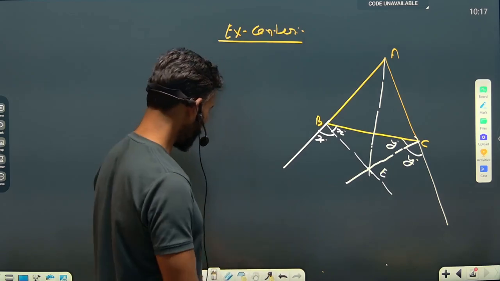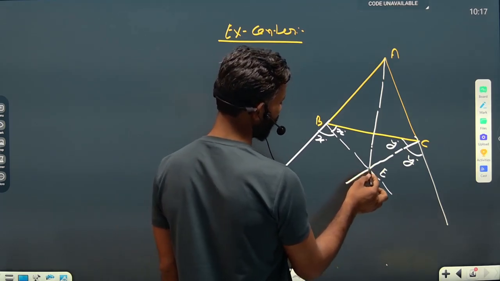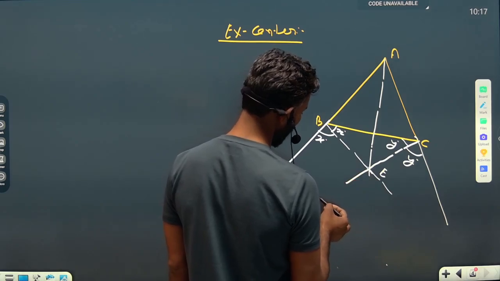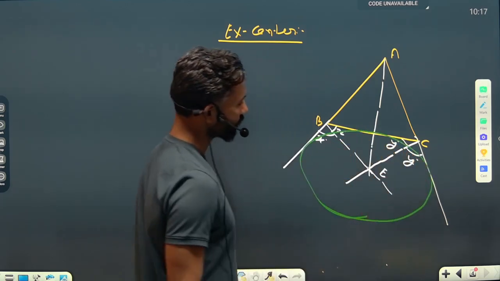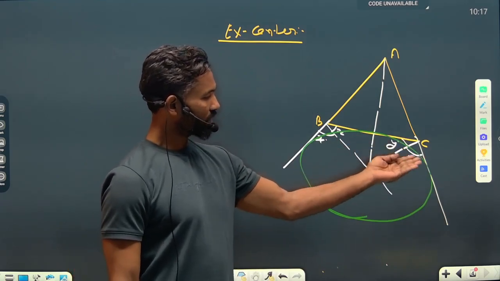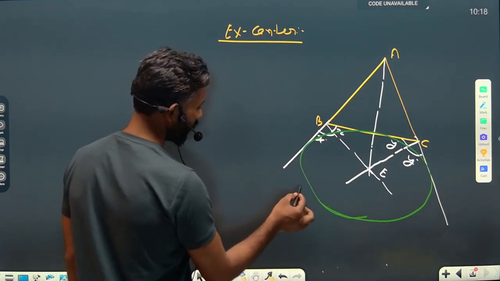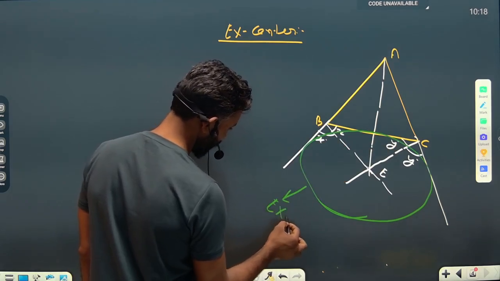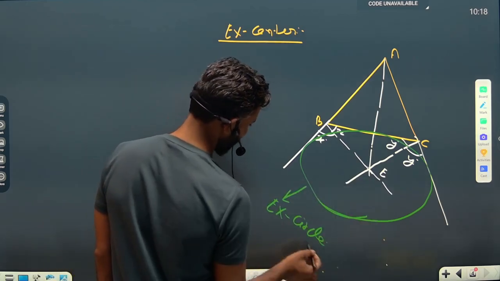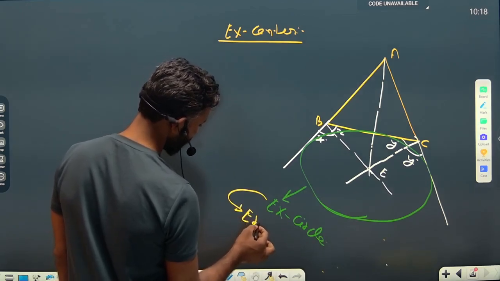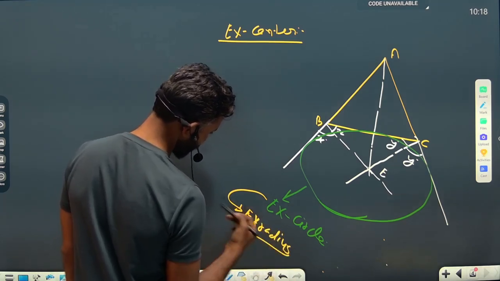In the same way, if you draw a circle over here from this center E, this circle will be touching all these three sides. Okay, means this circle will be touching the extended sides of the triangle and one original side of the triangle. Okay, and this circle will be known as excircle, and its radius will be known as exradius.